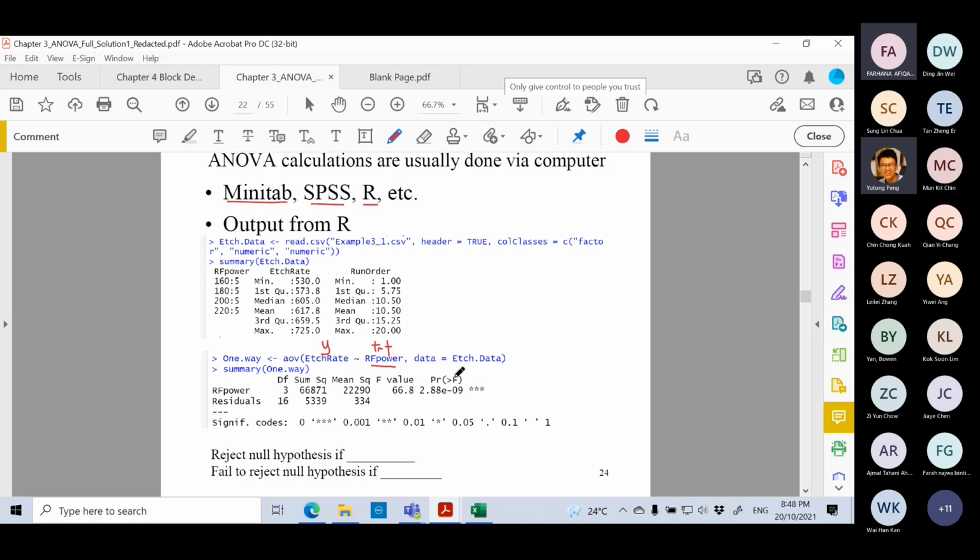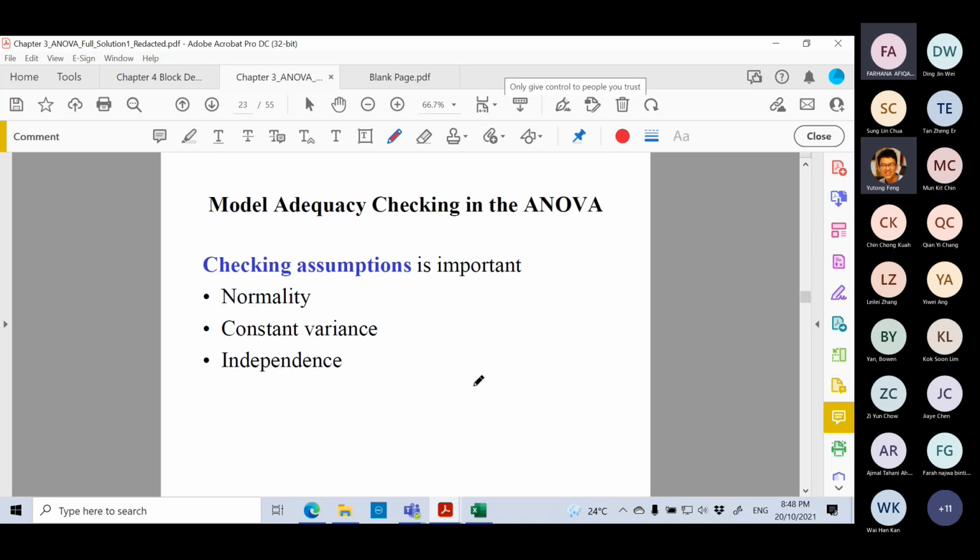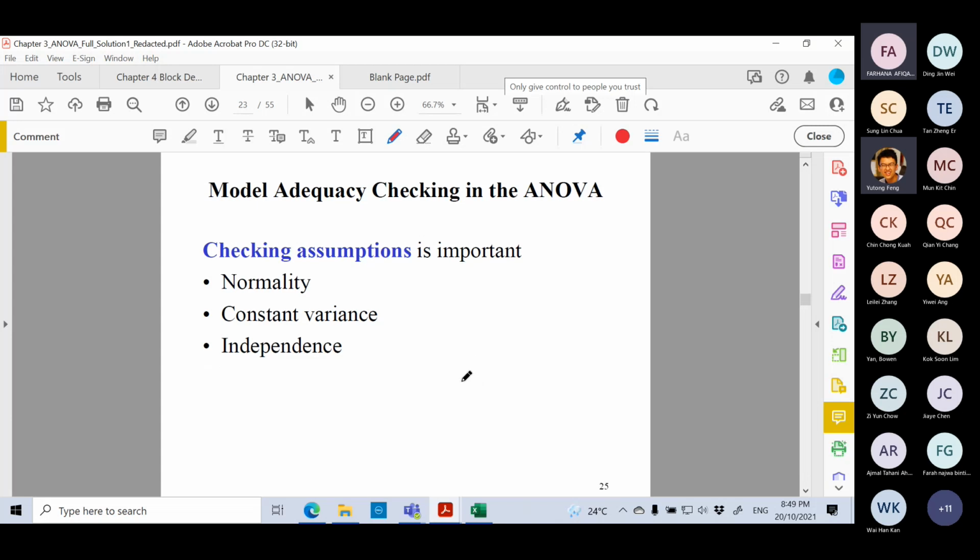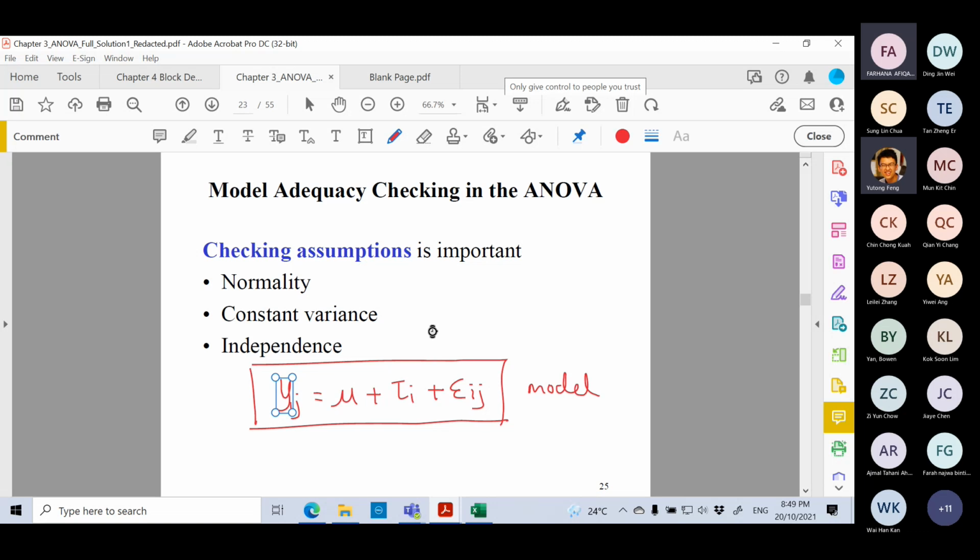After that, you still remember that at the first few pages I mentioned that for everything we do, we need to check the assumption. What is meant by checking? In checking the assumption, we need to go back to the model. This is model adequacy checking in the Anova. You still remember the model Yij equals the mean plus tau i plus epsilon ij. This is the model of the one-way Anova.